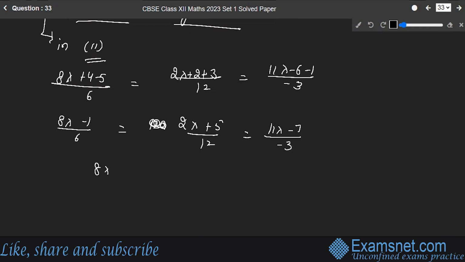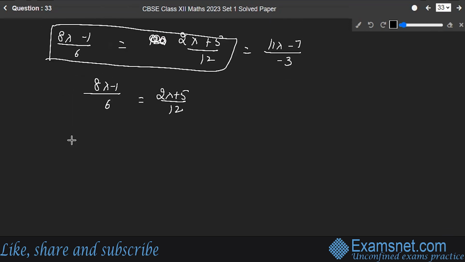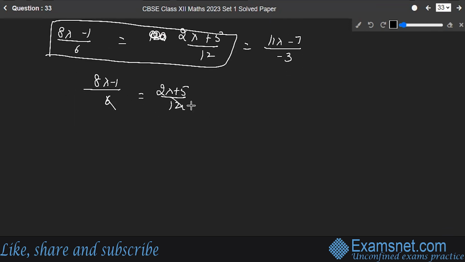I'll solve this. I'll just pick up this pair. Now let's do the cross multiplication. 6 lambda − 2... 12 lambda − 2 is equal to 2 lambda + 5, or 14 lambda is equal to 7, or lambda becomes 1 by 2. For the point of intersection, lambda is equal to 1 by 2.